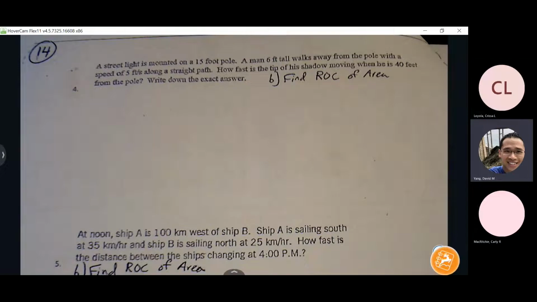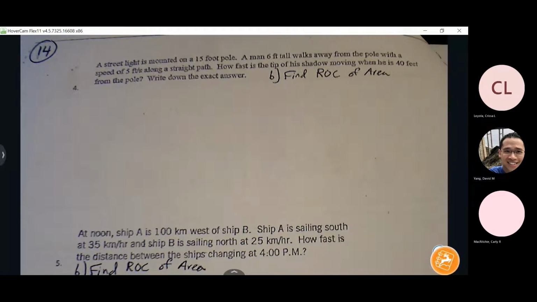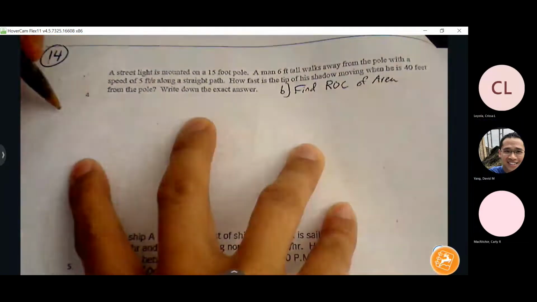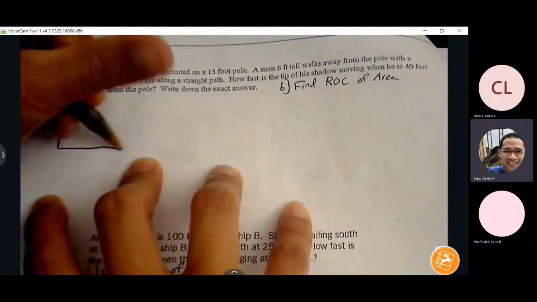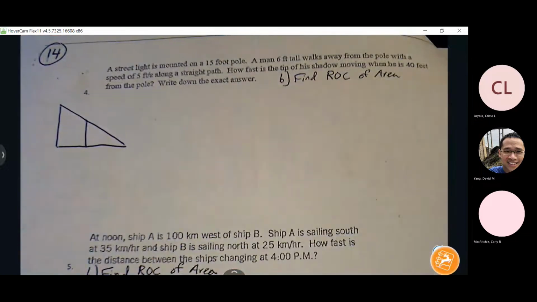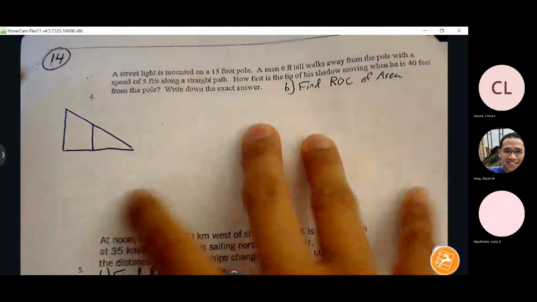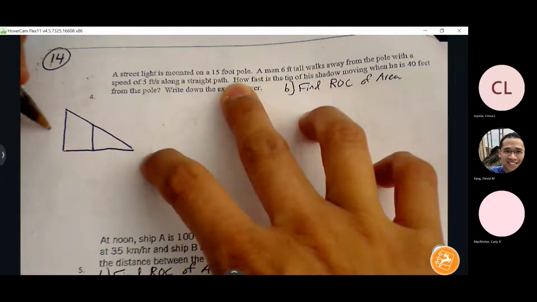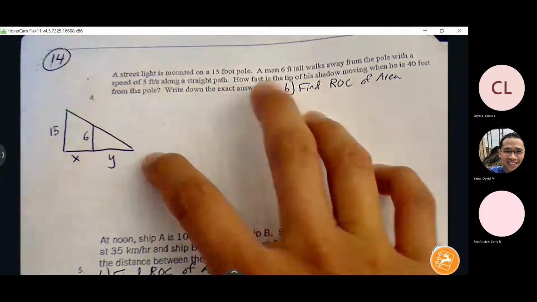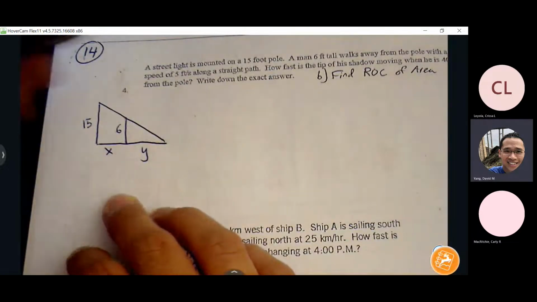Let's do a street light problem here. Okay, the street light is mounted on a 15-foot pole. This is a shadow problem. You know, it's a triangle within a triangle here. Okay, set up using similar triangles.